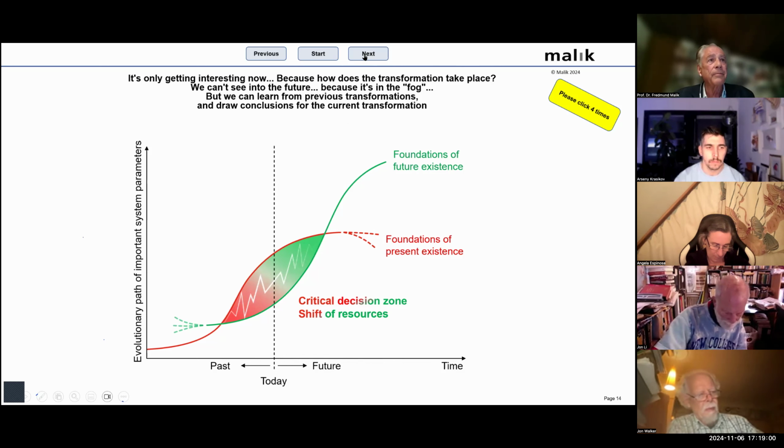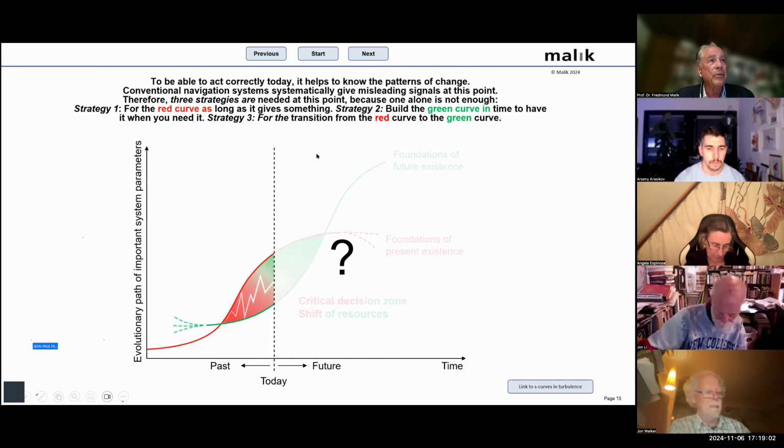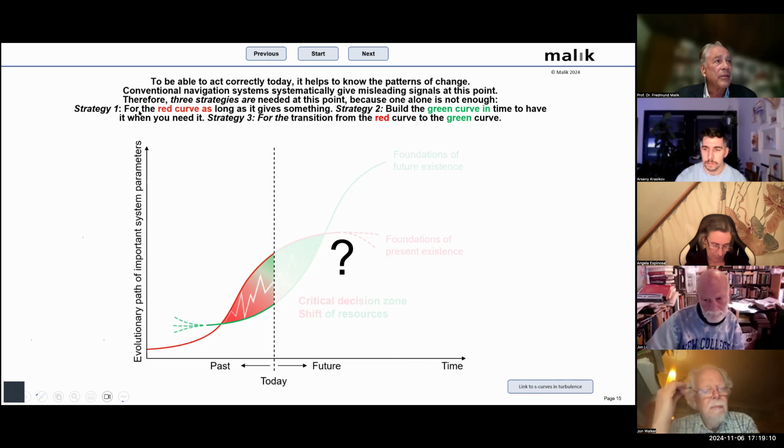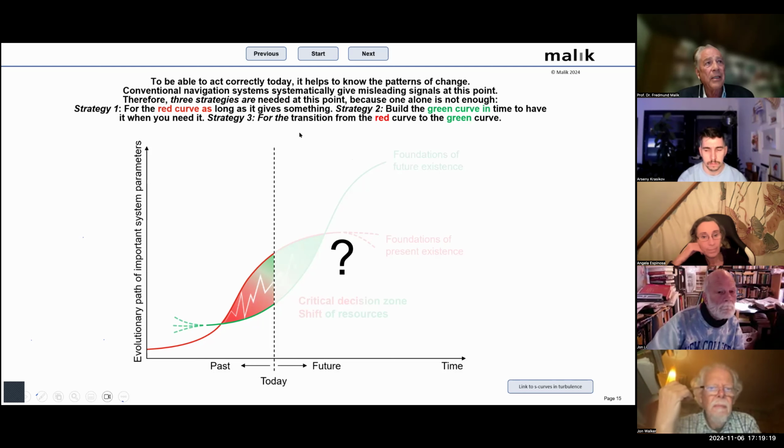So, next one. To be able now to act correctly today, it helps to know the patterns of change. And you see, I have already now said more or less everything. Strategy 1 for the red curve, as long as it gives something. Strategy 2, build the green curve in time to have it when we need it. Strategy 3, for the transformation from the red curve to the green curve.